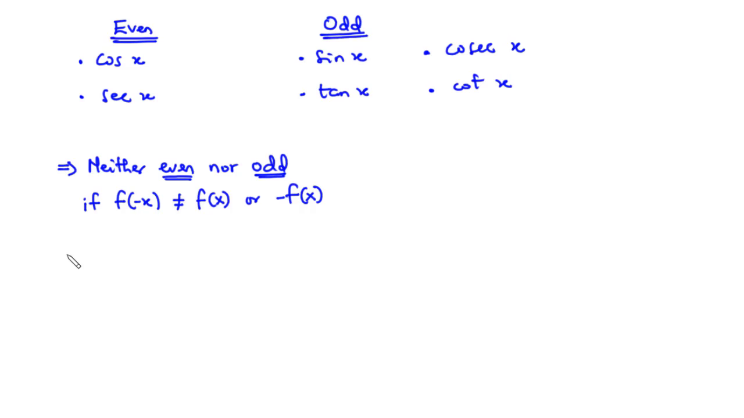Now the only function that is even and odd is the function f of x equals 0. That is the only function that is even and odd at the same time.